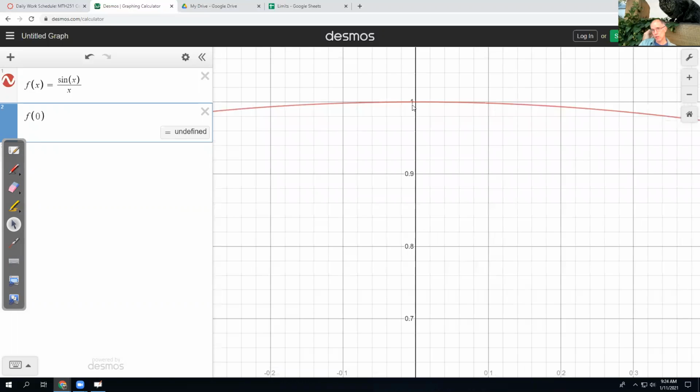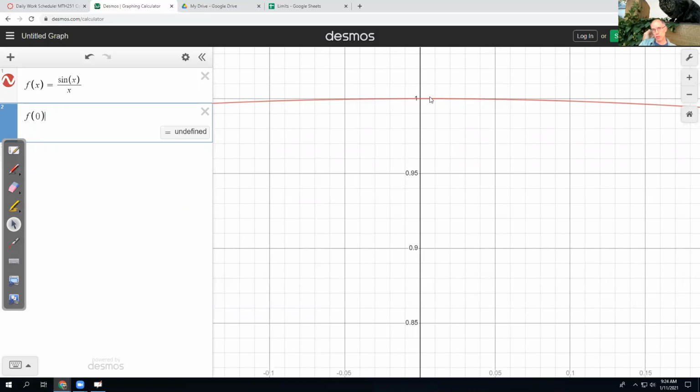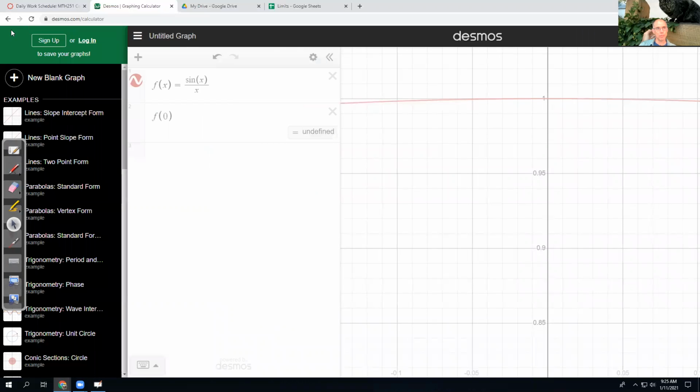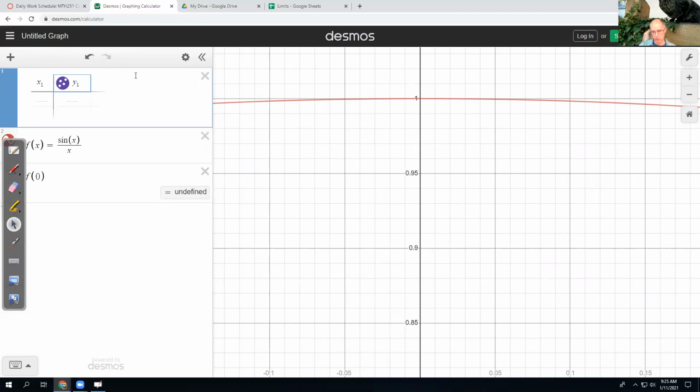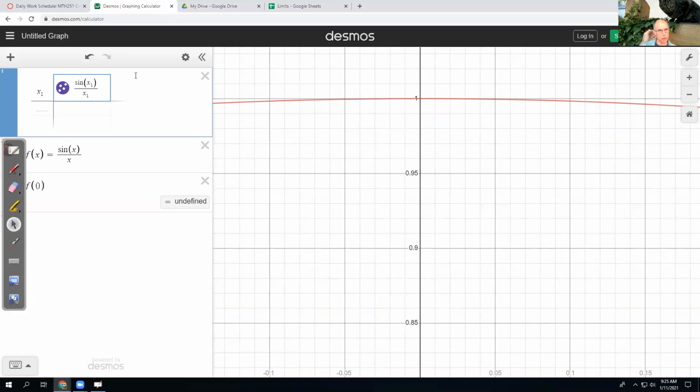And we can figure out where that hole is if we look at numbers close on each side. We could do that right here. We could build a table. Maybe I haven't done a table in Desmos in a while. Where's that button for a table? Right there. Table. Okay. And then up here, I can edit that y and put in my expression as the sine of x. And I've got to call it x1 because that's what's in the column to the left, divided by x1.